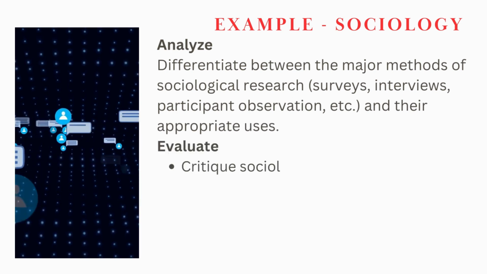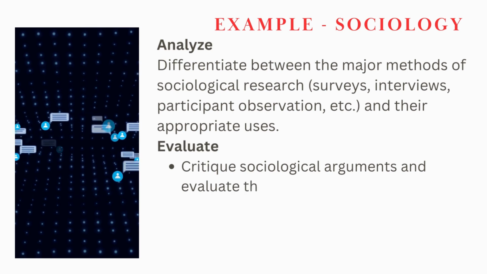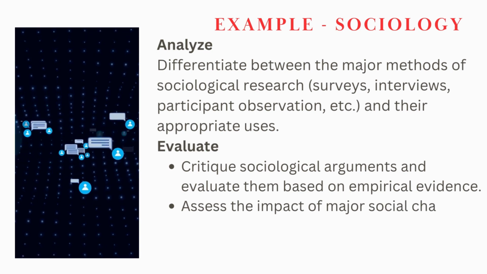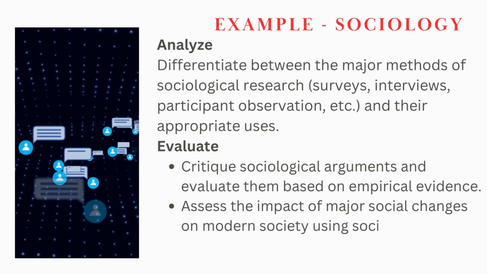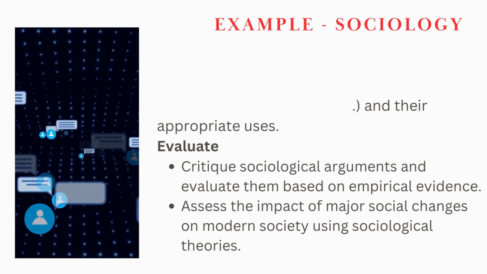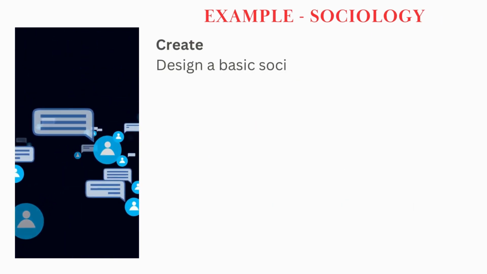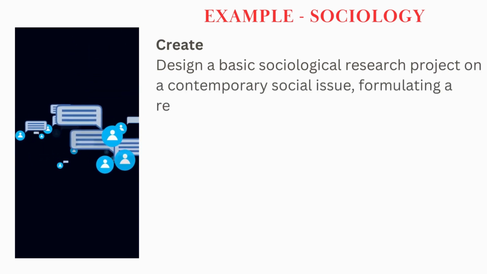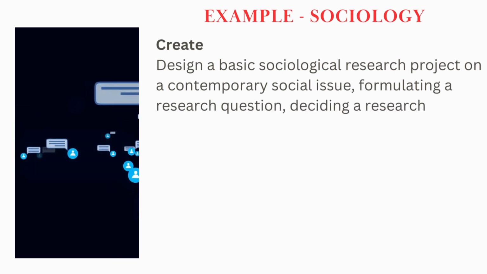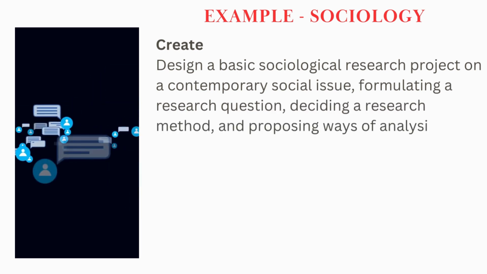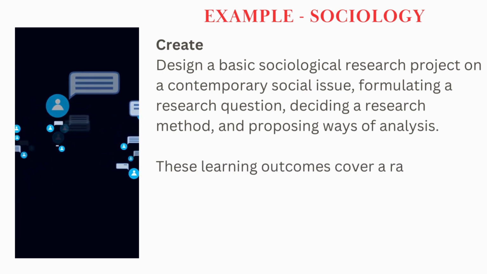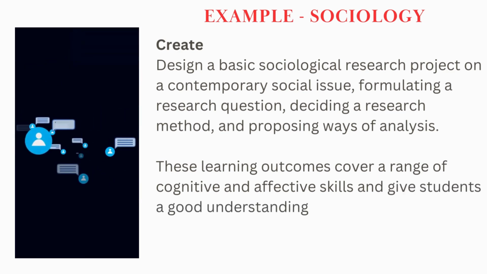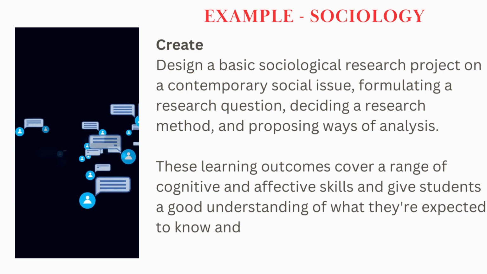Evaluate. Critique sociological arguments and evaluate them based on empirical evidence. Assess the impact of major social changes on modern society using sociological theories. Create. Design a basic sociological research project on a contemporary social issue, formulating a research question, deciding a research method, and proposing ways of analysis. These learning outcomes cover a range of cognitive and affective skills and give students a good understanding of what they're expected to know and be able to do by the end of the course.